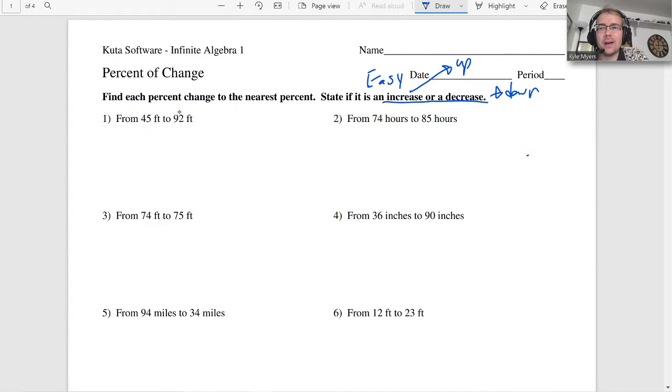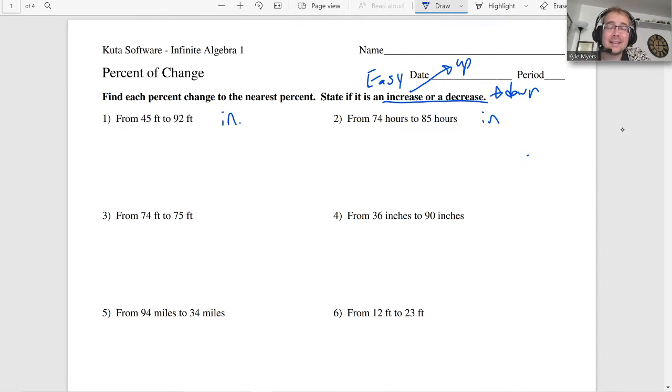If we go from 45 to 92, did I go up or did I go down? Well, I went up from 45 to 92. So that's up, which would be increase. And I'm just going to put IN or DE. Okay, 74 to 85, that went up. So I put up. Oh, sorry, I already said I was going to put decrease there. Or sorry, increase. Hold on. There we go. All right, so increase.